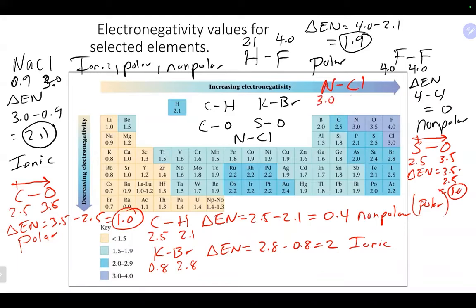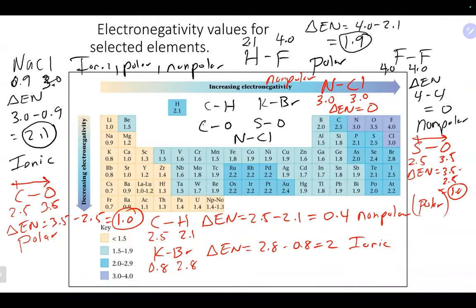Chlorine is 3. Change in electronegativity here is 0. This is what type of bond? It is a nonpolar bond. It is two different elements that actually have the same electronegativity, and that can happen. So for sure, if you have two elements that are the same, it's going to be nonpolar, but you can also have two elements that are different.